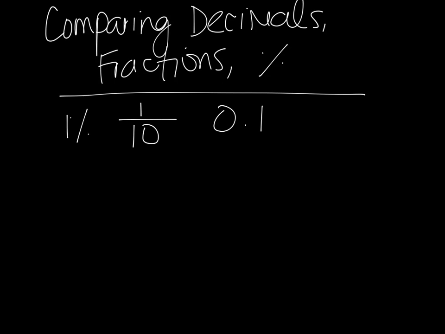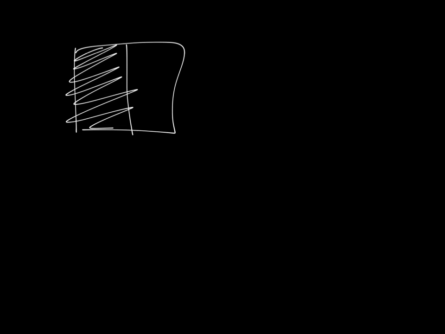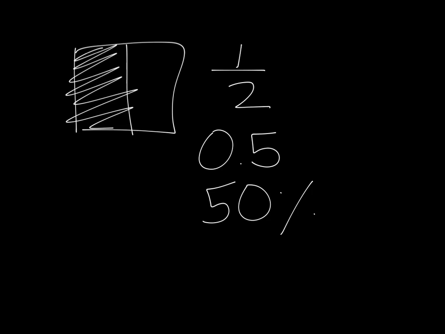Let me show you a visual. So for example, I got a lunchbox, right? And it's a half as a fraction. It's also 0.5 as a decimal, and it's also 50% as a percent. All means the same thing, just written in 3 different ways.